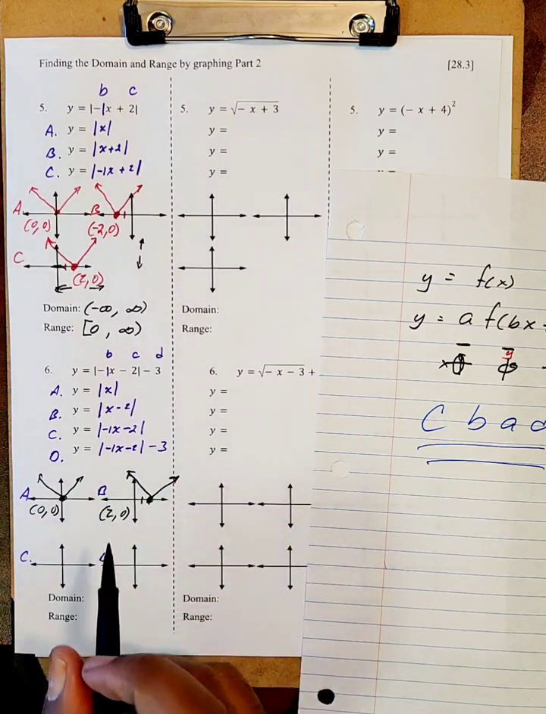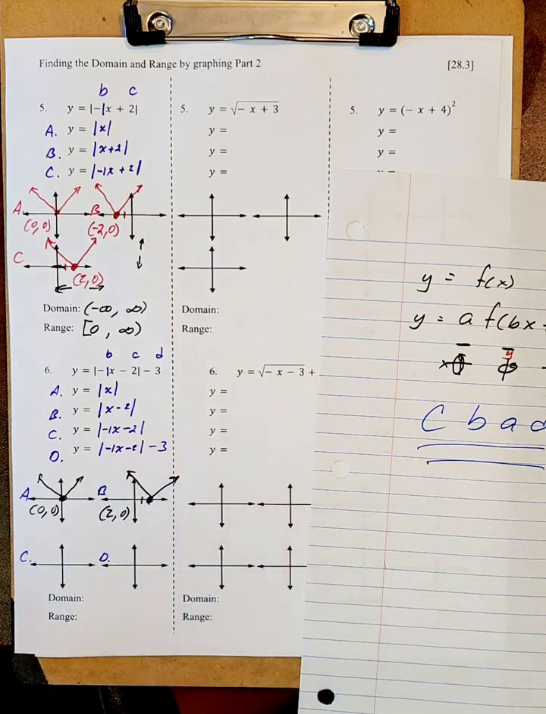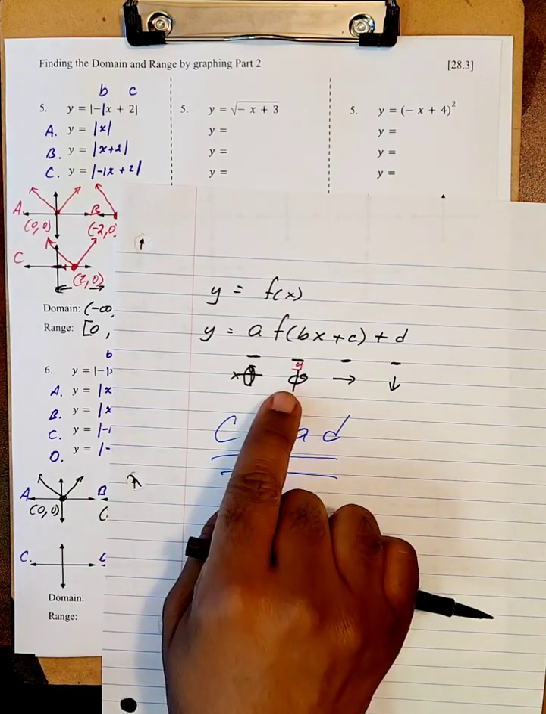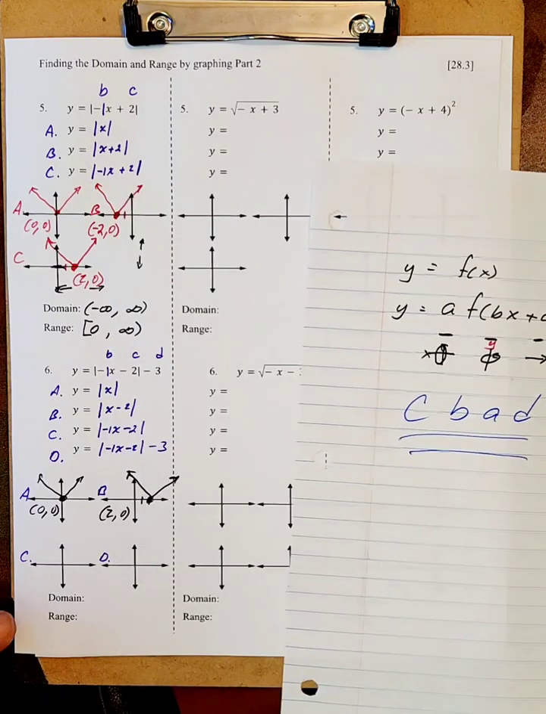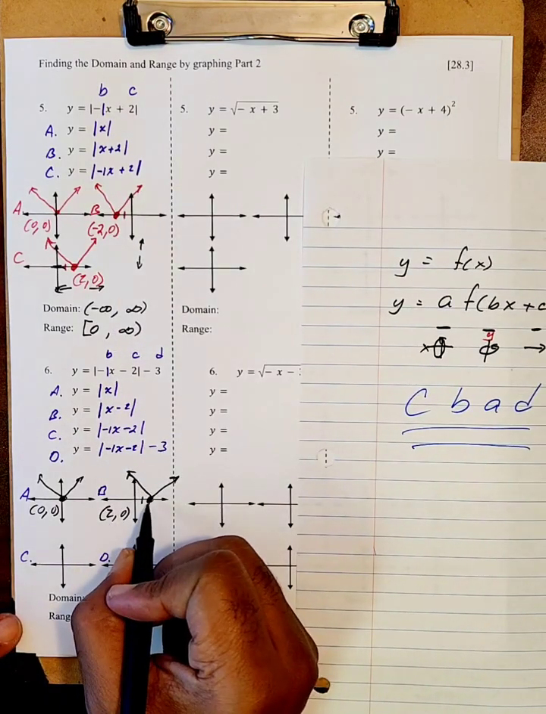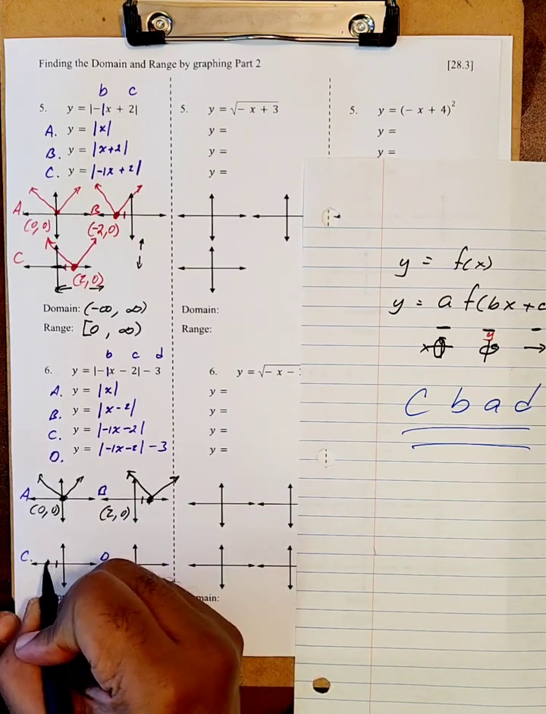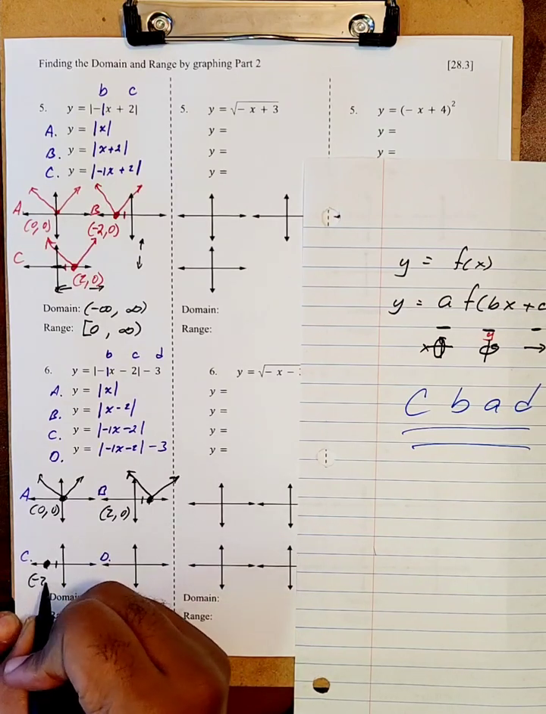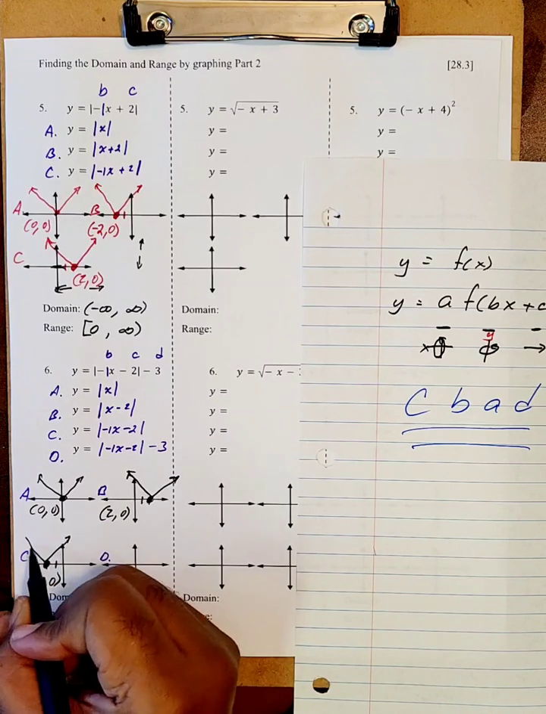Okay, next, C, we introduced a negative B parameter. Remember, negative B parameters make a reflection from left to right or right to left across the y-axis. So instead of being over here on the right, at 2 to the right, we're now going to be 2 to the left. And our new vertex will be -2, 0. And then we'll make our classic V shape.